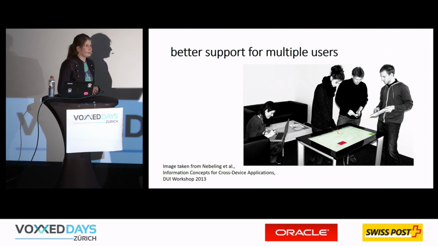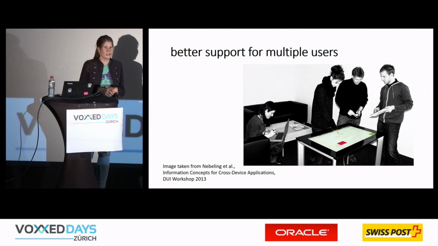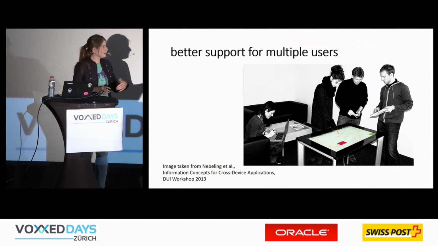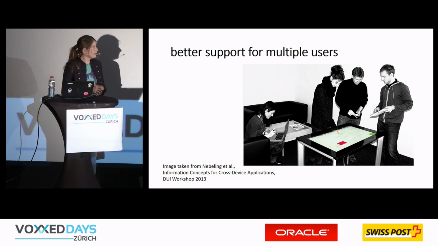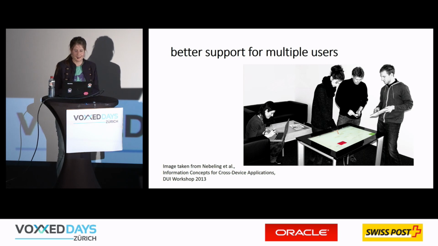And also in collaborative scenarios, it could be interesting if you have user interfaces or applications that can distribute across multiple devices. So for example, each user can work with their own personal device, or they could also work with shared devices. So here we have a mix of personal devices like the phone and maybe the laptop, and shared devices like a tabletop. And we can even try to identify the user based on the device that they are using.